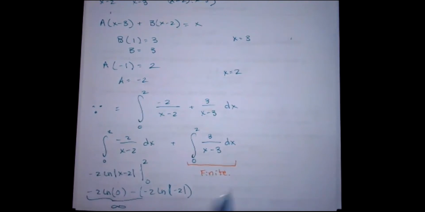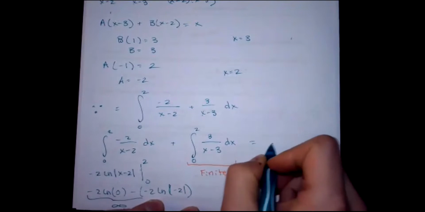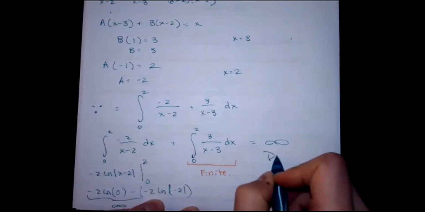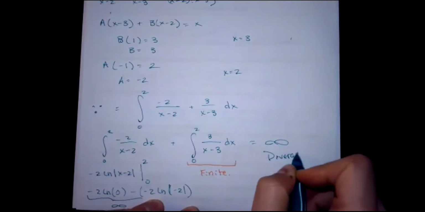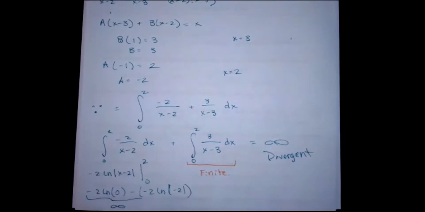So it's going to be infinite. There's no sense in computing this guy then, because infinity plus some finite number is still going to be infinite. So it's a divergent integral. Any questions on that guy?